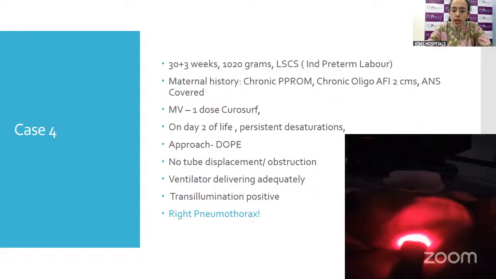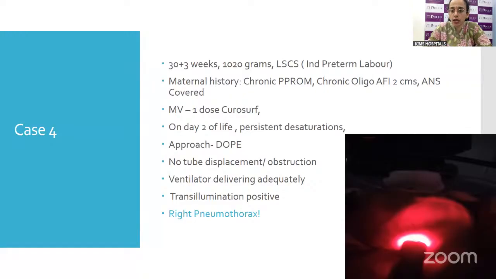So the baby needed mechanical ventilation soon after birth and was given 1 dose of surfactant, Curosurf, after delivery, and the baby was continued on mechanical ventilation. On day 2 of life, when we were thinking of extubating, the baby had recurrent desaturation. So the first approach for a baby who is desaturating on mechanical ventilation is the DOPE approach. Tube displacement was not there, tube obstruction was also not there. Ventilator was also delivering adequately, and when we checked for the transillumination, it came positive. So then the baby was having the right pneumothorax.